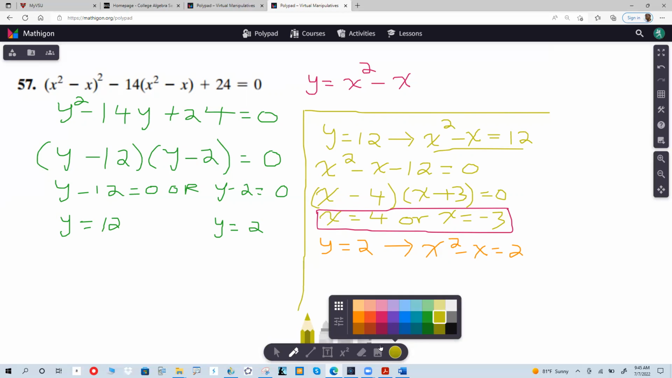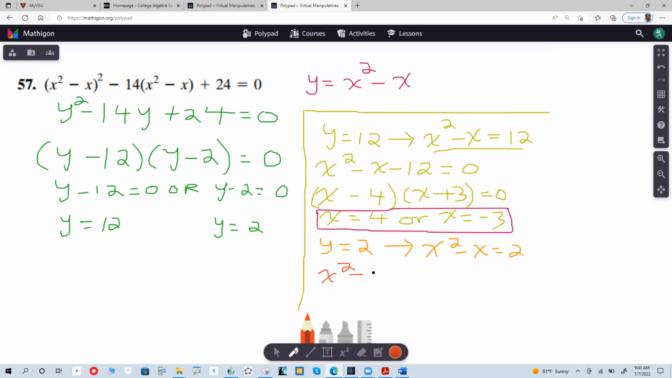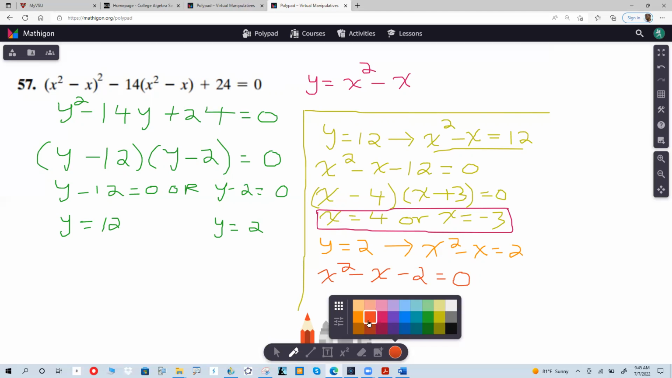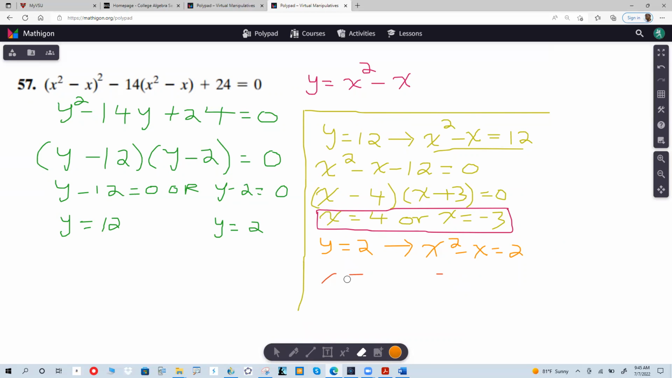Okay, so I'm going to bring everything on the left-hand side: x squared minus x minus 2. I know I changed the color to red, but excuse me. Well, let's do it in orange. Let's be consistent. Not that it matters too much. So I'm putting everything on the same side. It looks like a typical easy quadratic equation.